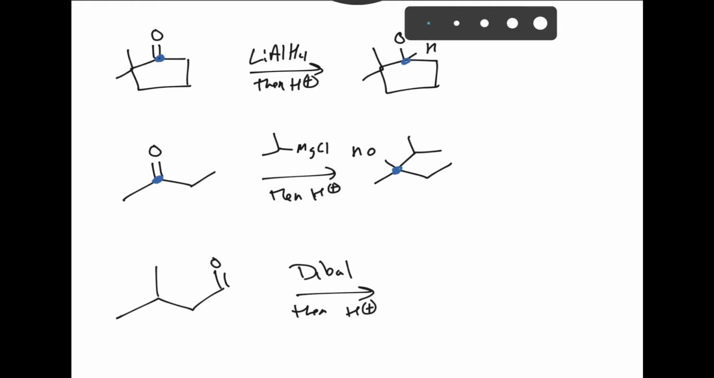All right. And now this last one here, aldehyde plus DIBAL plus a hydride source. If I'm a gambling man, I'm going to say it's going to make an alcohol. What kind of alcohol? Primary.